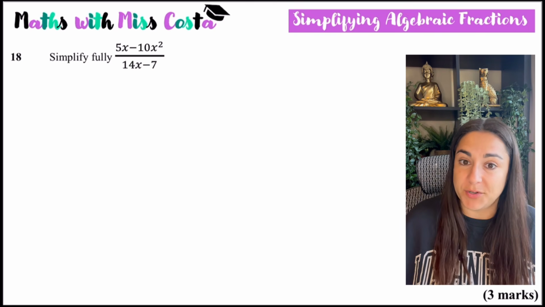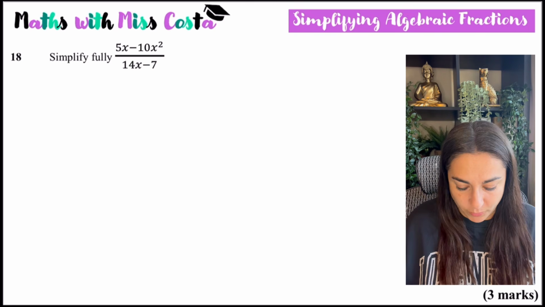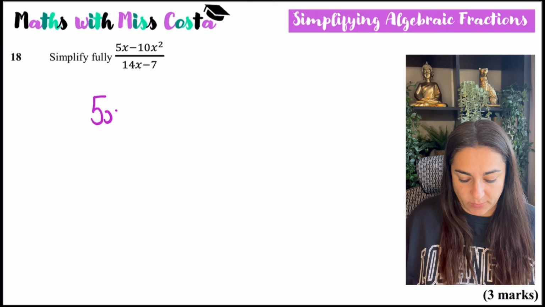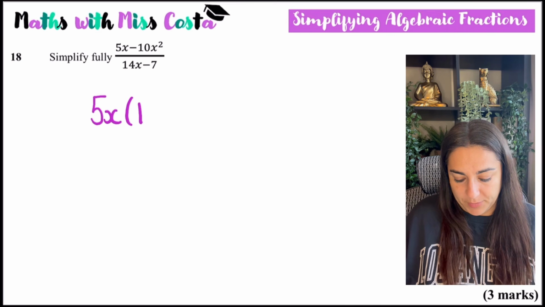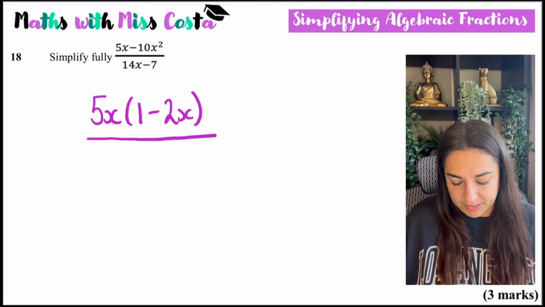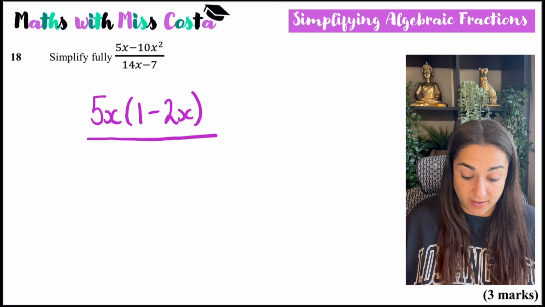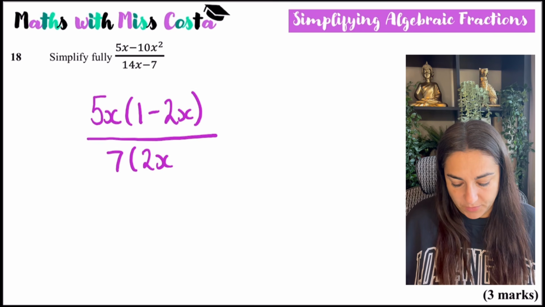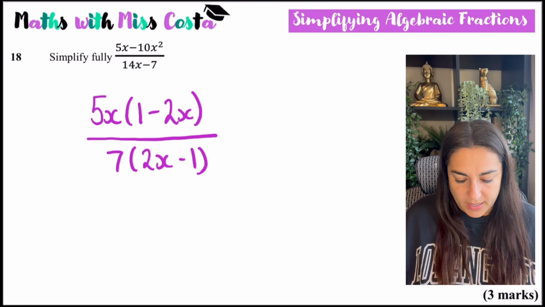It's not the difference of 2 squares, so we're just going to factorize it as a single bracket. So the highest common factor of 5x and minus 10x squared is 5x. So that would be 1 minus 2x. That's my numerator. Then my denominator, the highest common factor is 7. So I take that out of the bracket and this would become 2x minus 1.